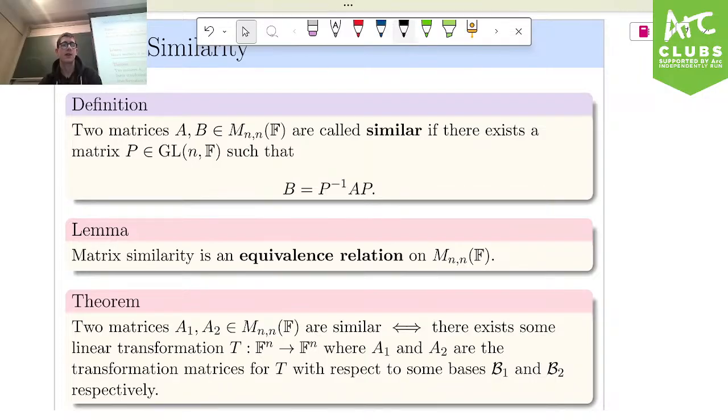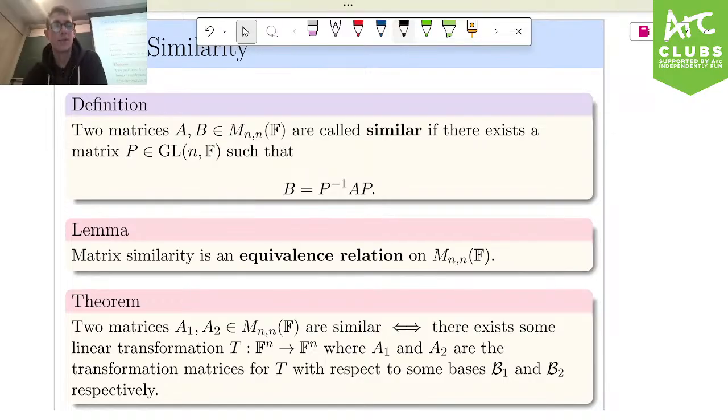So similarity inside of matrices: the algebraic definition is that two matrices A and B are similar if there exists some invertible matrix P such that B is equal to P inverse A times P. And it turns out, like with what we talked about with isomorphisms, that this is also an equivalence relationship. So it's a nice way of saying how similar, for lack of a better word, two matrices are.